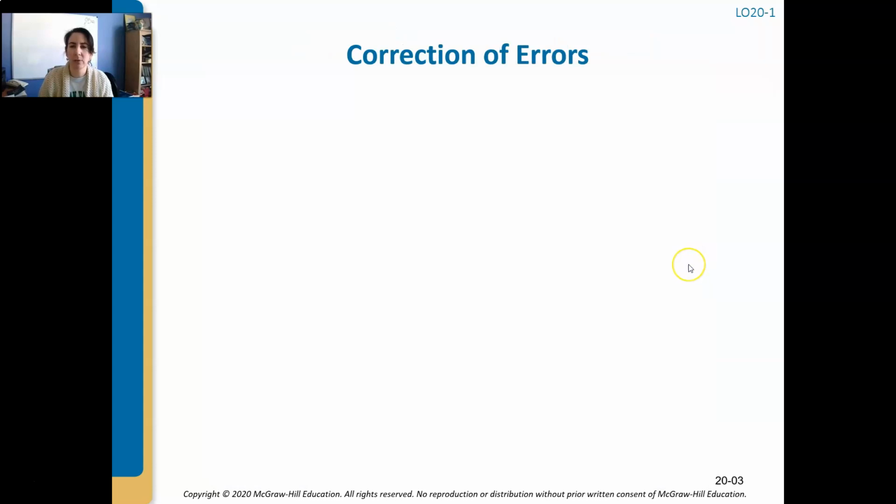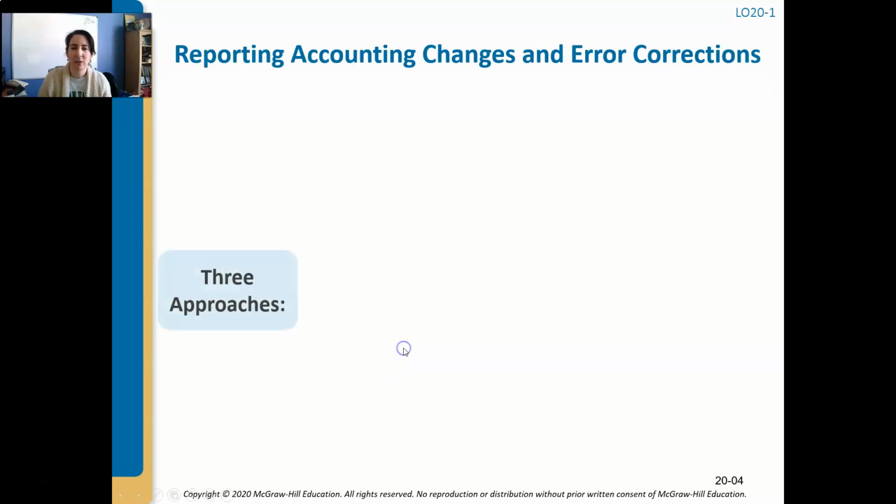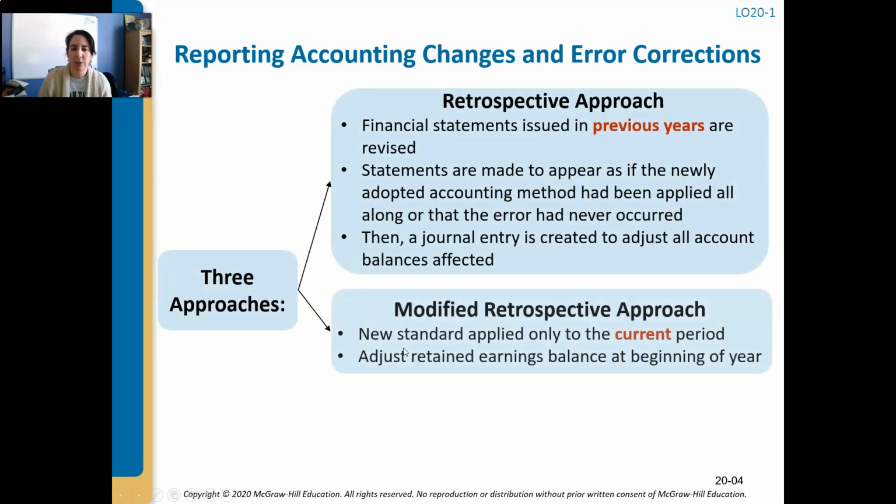Okay, and the last one, correction of errors. What if somebody made a mistake? People are the ones preparing these tax returns. People are the ones preparing these financial statements and whatnot. So mistakes are made, and sometimes they're bigger than others. All right, so let's take a look at the different approaches.